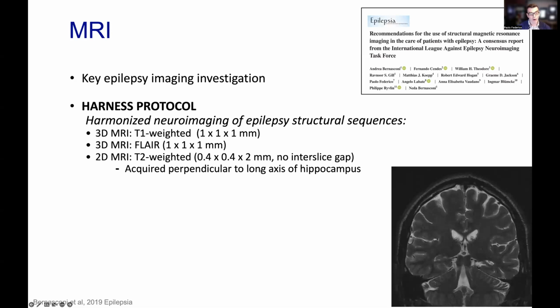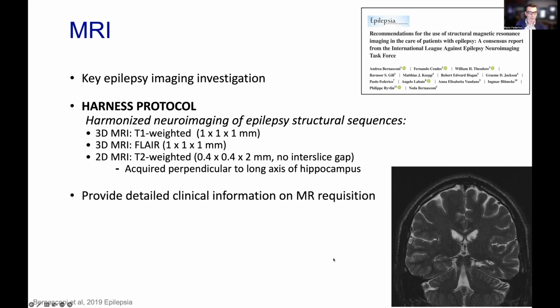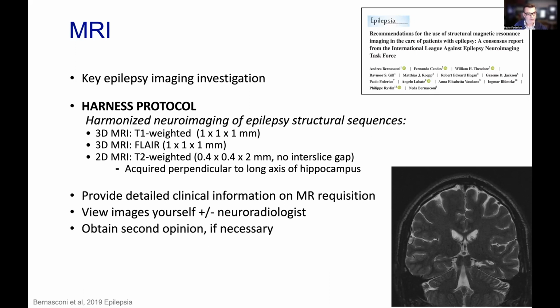And thirdly, a 2D MRI of T2 weighted images acquired with smaller voxels, 0.4 by 0.4 by 2 millimeter with no interslice gap, that are acquired perpendicular to the long axis of the hippocampus. This is useful for looking for subtle changes in the hippocampus, specifically hippocampal sclerosis. When ordering an MRI scan, it is very important to provide detailed clinical information on the MRI requisition, view the images yourself with a neuroradiologist to ensure no lesions are missed, and you can obtain a second opinion from an outside center if necessary.